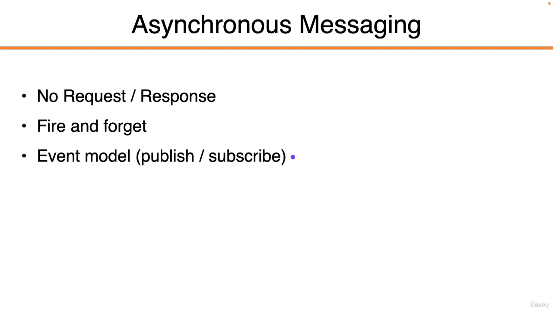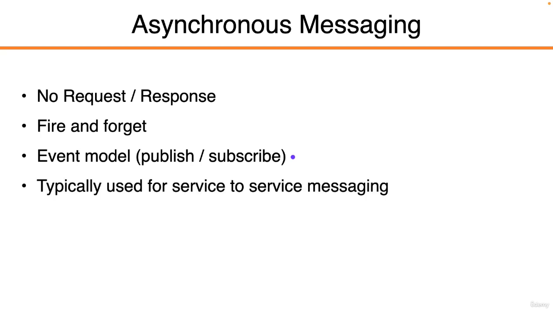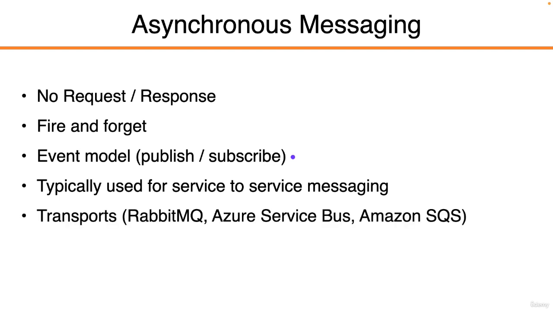It uses the event model, so it publishes something that has already happened and then somebody subscribes to that thing that happened. In our examples coming up, our search service is going to subscribe to something that has happened, for example, an auction being created. And asynchronous messaging is typically used for service-to-service messaging. It uses a transport, one of several different types. There's RabbitMQ, Azure Service Bus, Amazon SQS, etc.